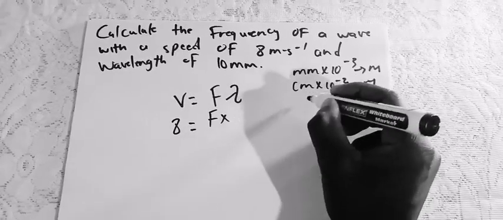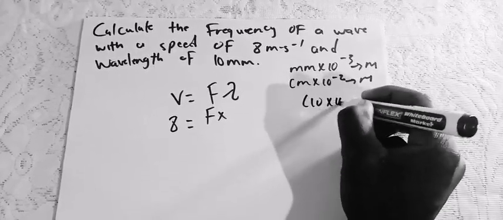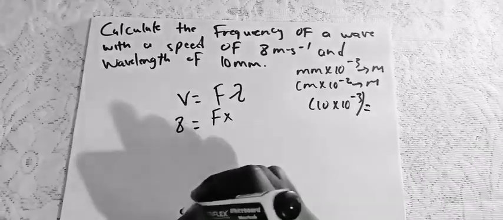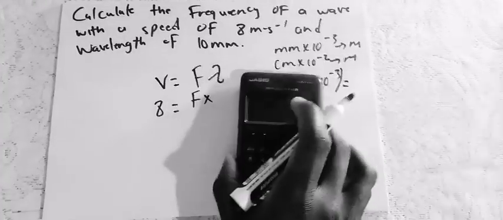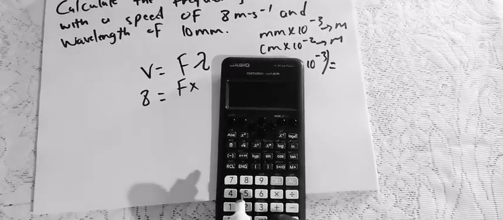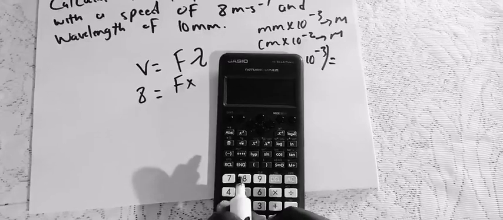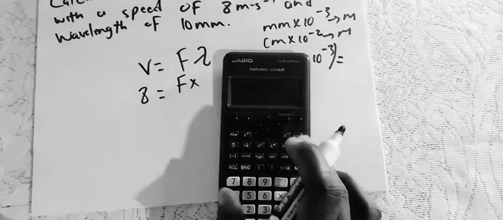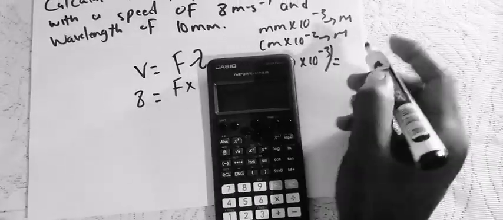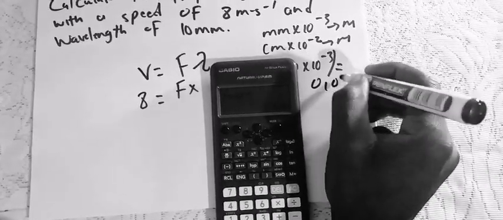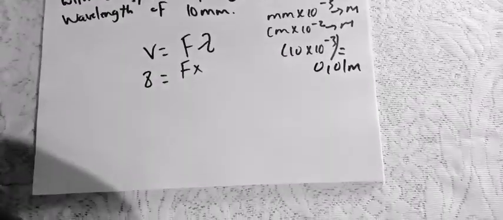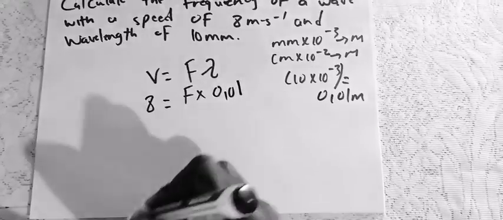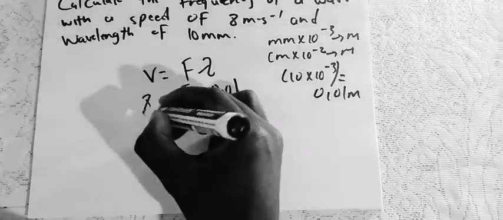So in other words, 10 multiplied by 10 to the power negative 3. Just use your calculator: 10 multiplied by 10 to the power negative 3, you get your answer. Then press SD if you are given a fraction, to get 0.01 meters. Then you substitute that answer, the accurate SI unit.